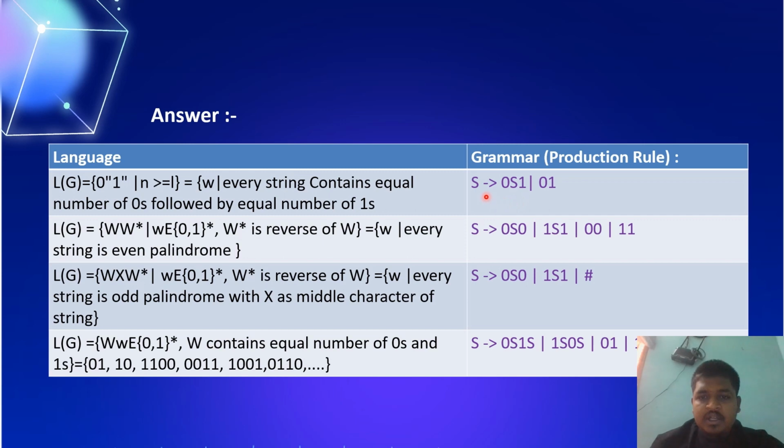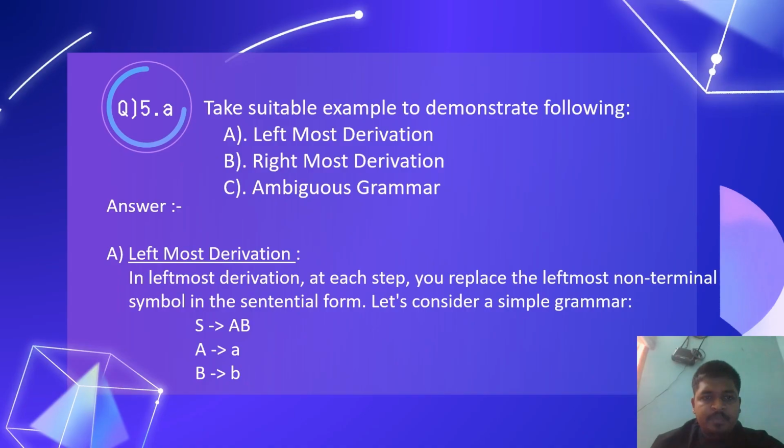First is S is 0S1 | 01. For language second, 0S1 | S1 | 0 | 0 | 1 | 1. For language 3, 0S0 | 1S1*. For language 4, 0S1 | 1S0S0110.